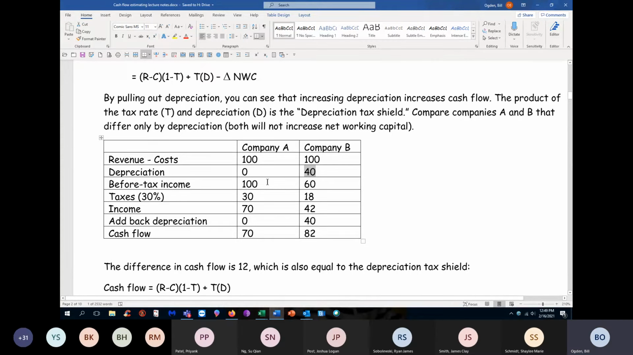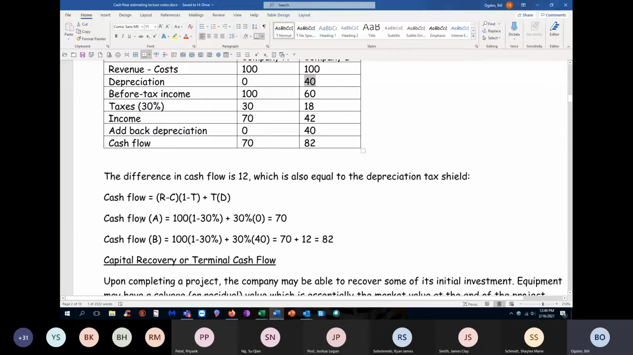So what's that worth to a company? Well, as you can see, when I calculate the cash flow for A using this equation that I developed above, you can see that the last term, 30% times 0 for company A versus 30% times 40 or 12, and that's the difference, isn't it? So 82 minus 70, that difference is 12. I can account for that difference by this 12 we see in the equation, t times depreciation, which we call the depreciation tax shield.